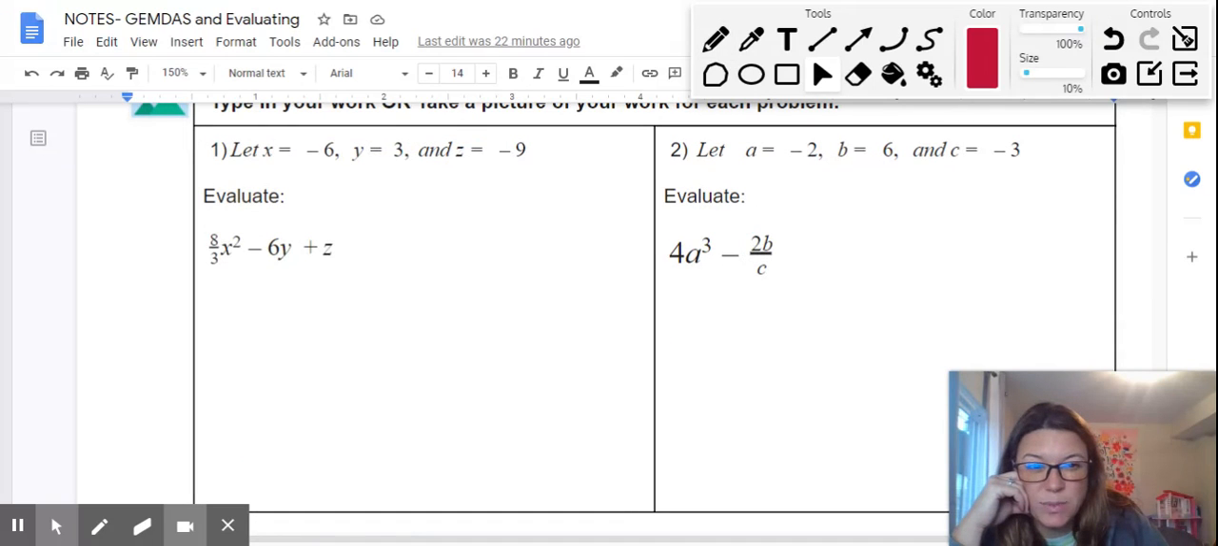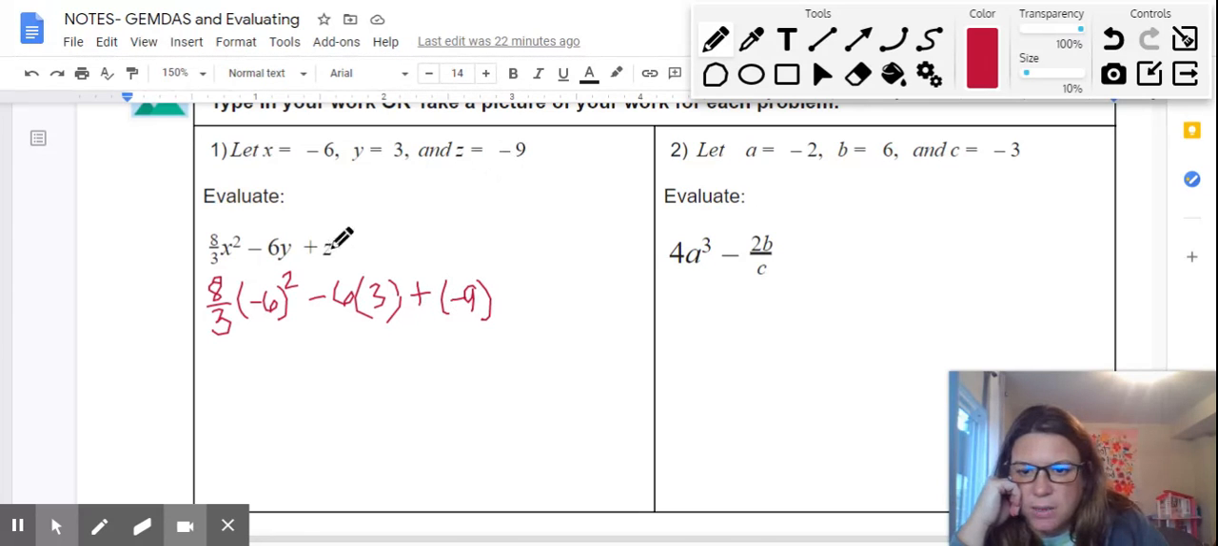All right, guys, so this is substitution. This is a little bit different. Now we're going to plug in the -6 for x and -9 for z. And whenever you substitute a number in, put it in parentheses, because when we deal with these negatives this year, it gets really confusing. Oh, I forgot the y, it was 3, and then plus -9 in for z. All right, first step, grouping symbols.